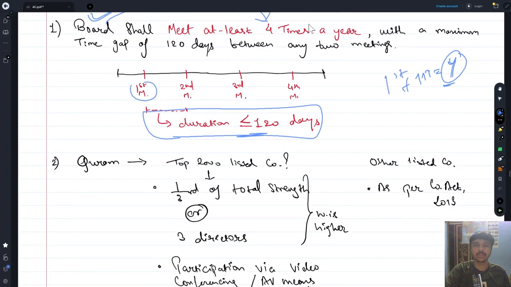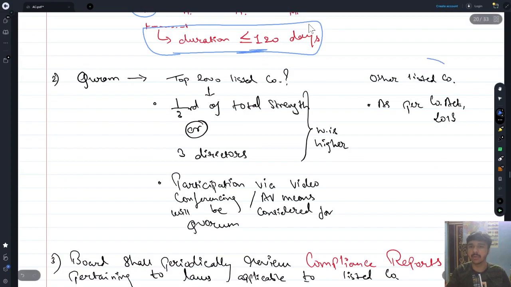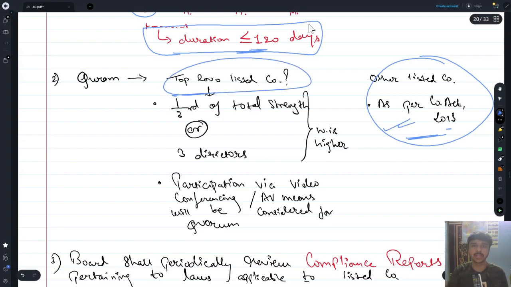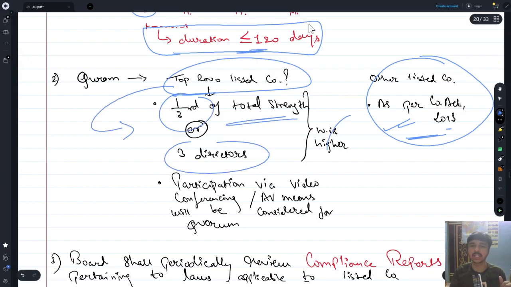Now what will be your quorum? You will ask me, sir, I am a normal listed company, I don't belong to any top 1000, top 2000. In that case, as per the Companies Act 2013, whatever you have discussed in your CA Inter level, that is your quorum. But if you are a top 2000 listed company, that is the subject matter of SEBI LODR today. In that case, quorum is 1/3 of the total strength or 3 directors, whichever is higher. Again, our magical number 3. So what is the quorum of the board of directors? 1/3 of total strength or 3 directors, whichever is higher.